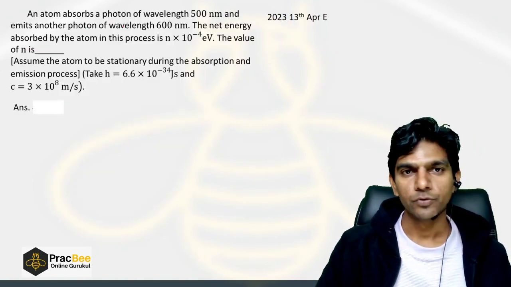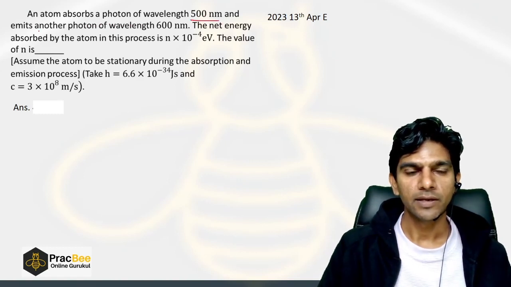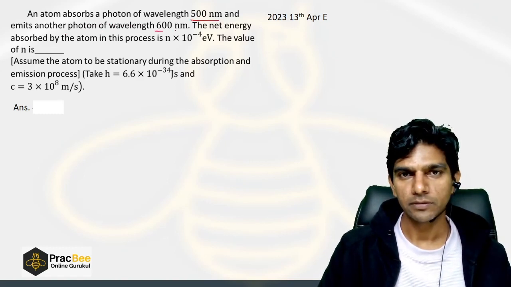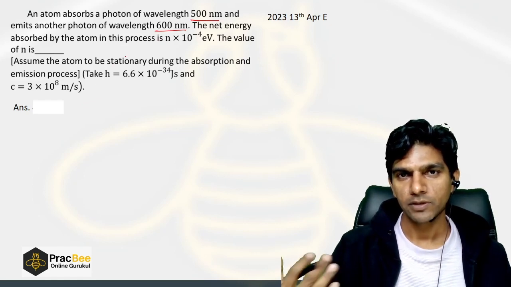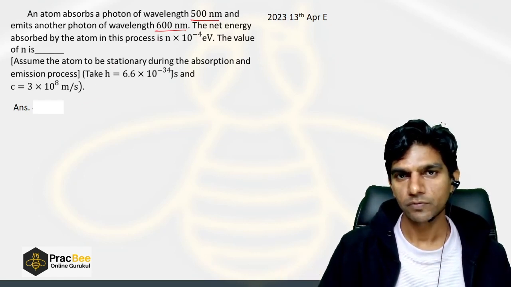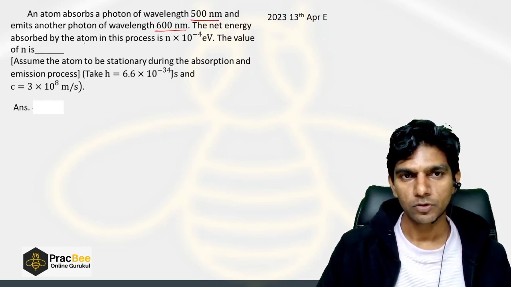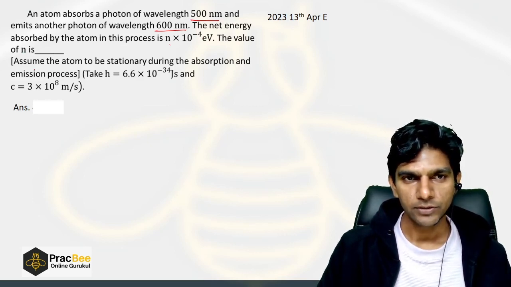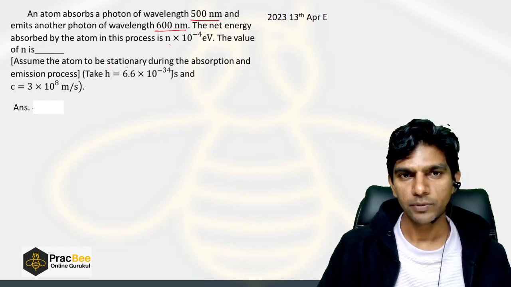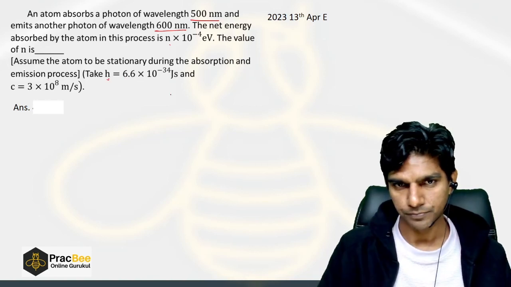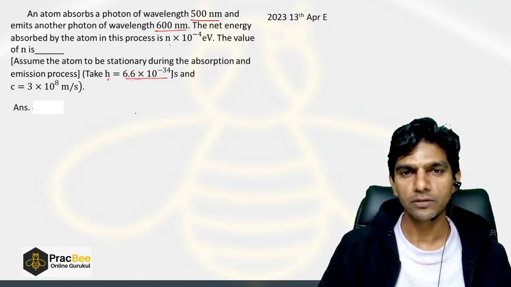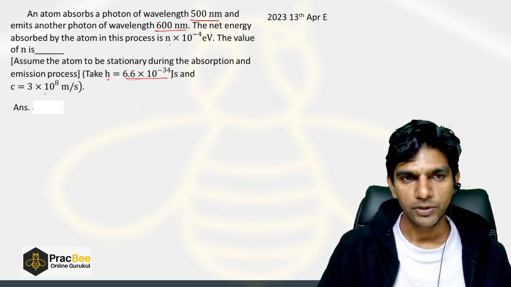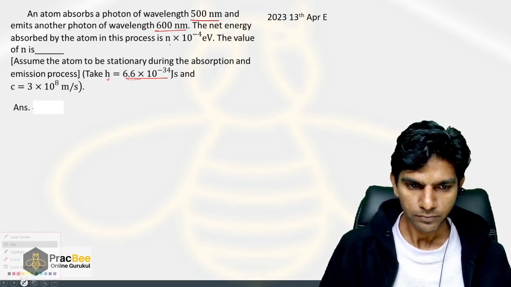An atom absorbs a photon of wavelength 500 nanometer and emits another photon of wavelength 600 nanometer. So the electron is absorbing 500 nanometer and emits a photon of 600 nanometer. The net energy absorbed by the atom in this process is n times 10 raised to power minus 4 electron volt. The value of n is? Assume the atom to be stationary during the absorption and the emission. We have to take the h value as 6.6 into 10 raised to minus 34, and speed of light as 3 into 10 raised to power 8.